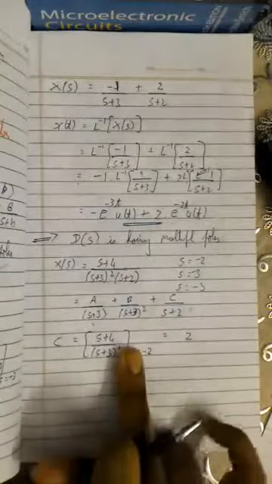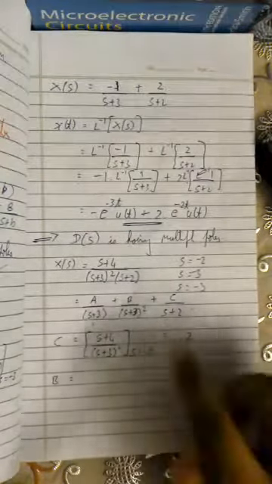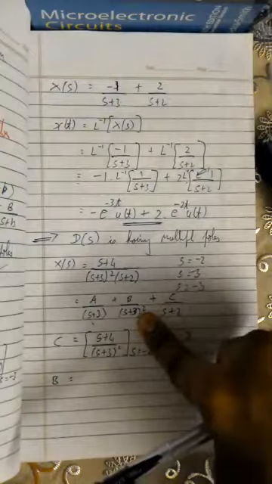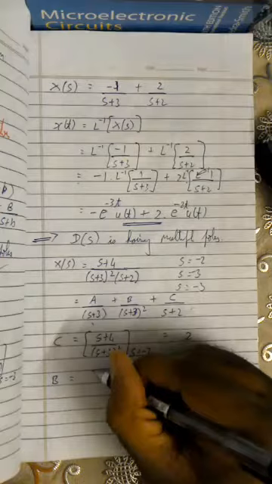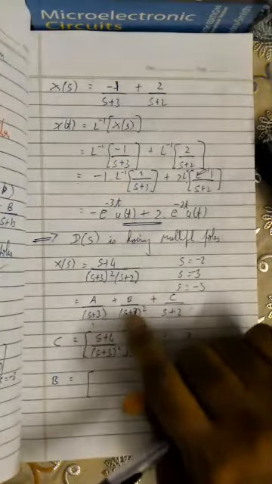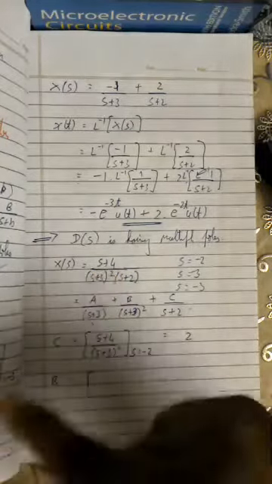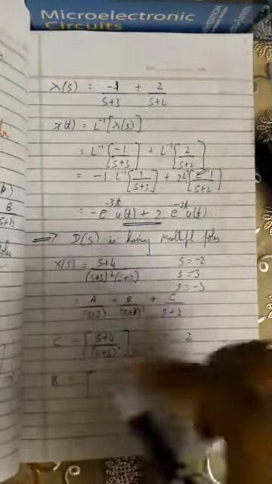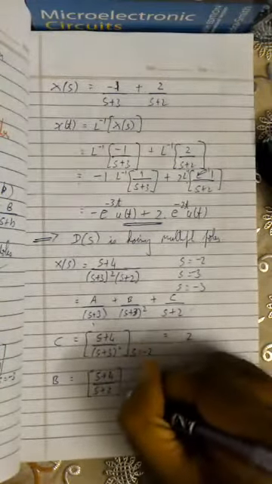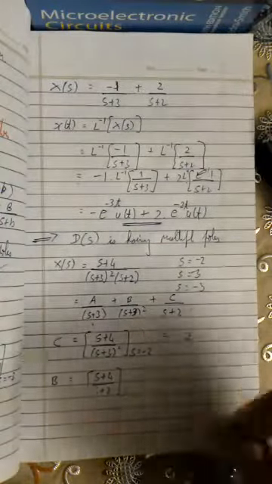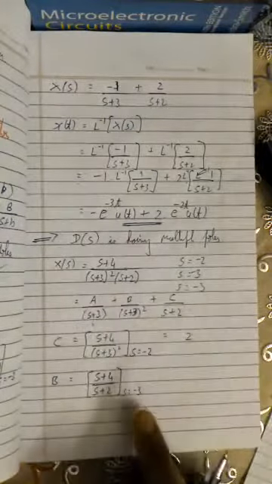Now in the same way you can immediately find the value of B, because B has the denominator with the highest power. How do you find B? Simply remove the factor s plus 3 the whole square, take the remaining terms, s plus 4 by s plus 2, and then substitute the value of s. Here s plus 3 is equal to 0, so s is equal to minus 3. Substitute the value of s as minus 3.